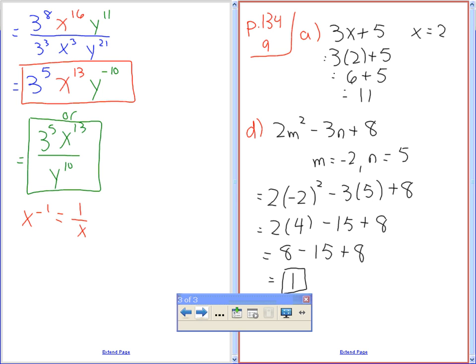Now, if you want a quick way to do this in your head, I'm going to show you how I can do this in my head instantly, okay? I just put the positives together. I do 8 plus 8 is 16, and minus 15 is 1. That's what I would do.